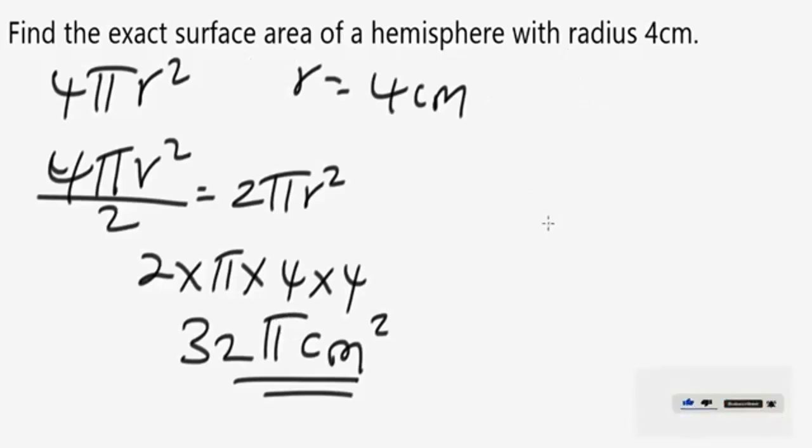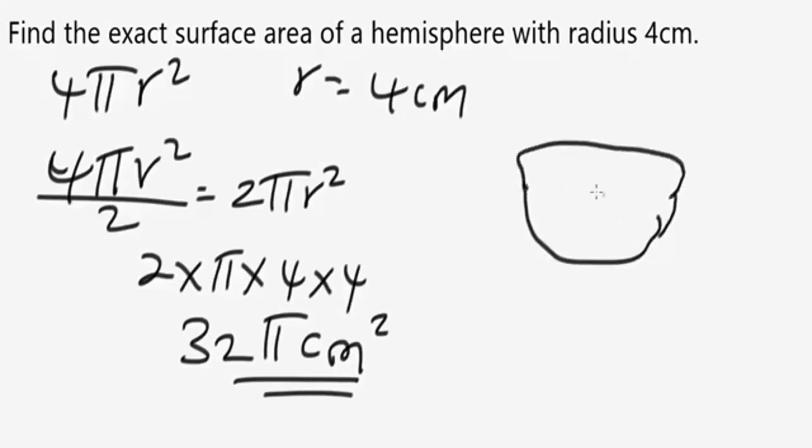Now, for this question, a hemisphere, the diagram, let me just sketch it here. So the hemisphere of a sphere will be like this. Now the hemisphere, which is half of a sphere, will be like this. Alright, the diagram will be like this. This is just a sketch. So this is how it's going to be.